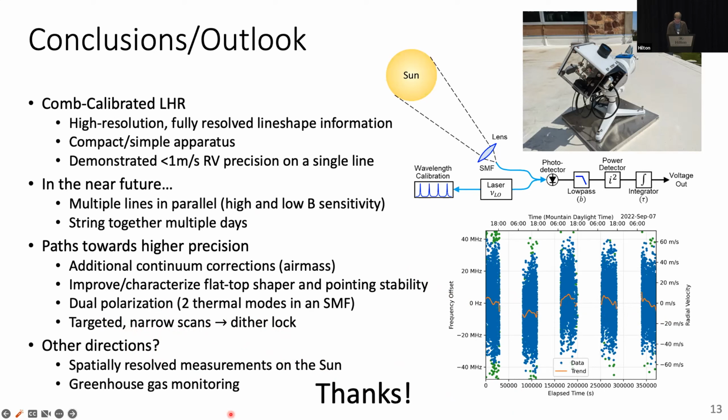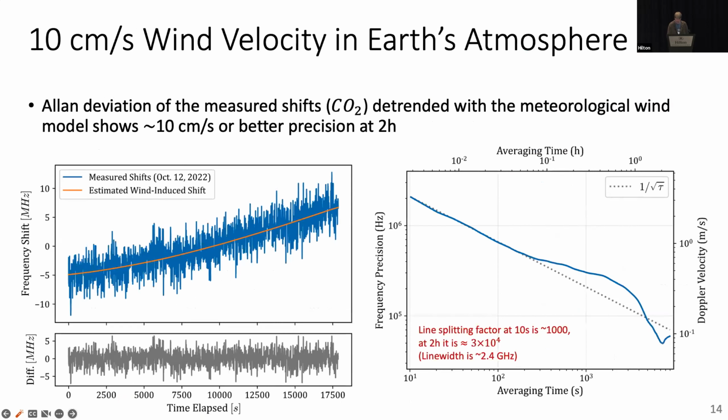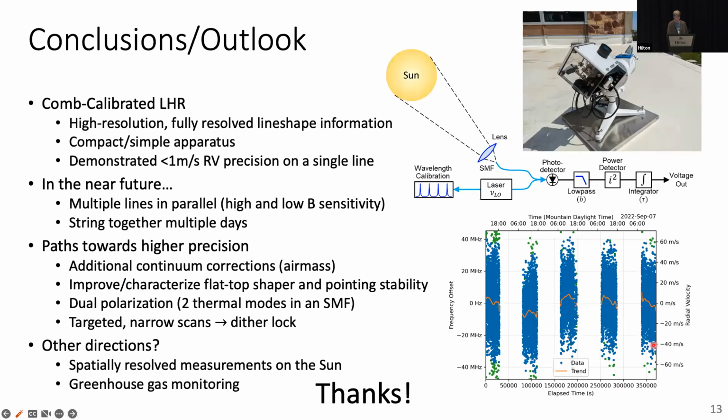And in parallel, we've already started looking at greenhouse gases. We actually have a fun measurement that shows we can track terrestrial wind-induced Doppler shifts to the 10 centimeter per second level. So there's still hope we can do the same on the sun.